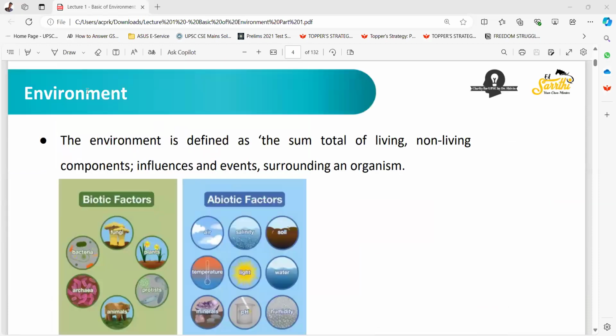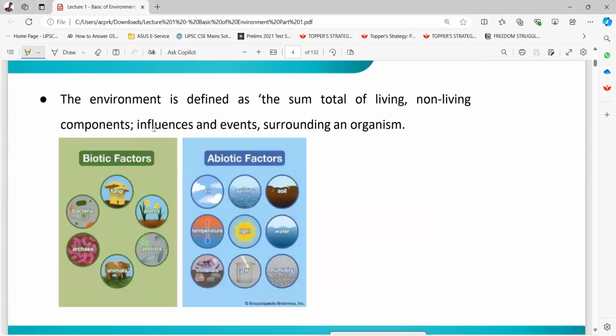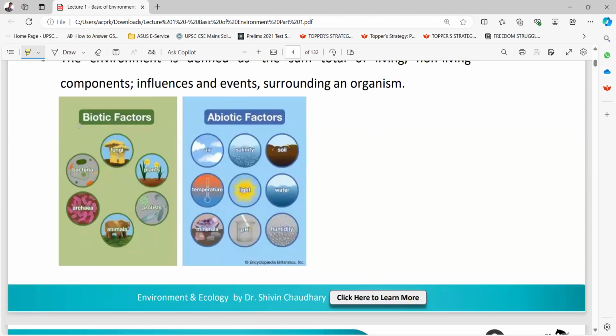Okay. Environment. The environment is defined as the sum total of living and non-living components, influences, and events surrounding an organism. Biotic factors such as fungi, plants, protists, animals, archaea, bacteria. Abiotic factors such as air, salinity, soil, temperature, light, water, minerals, pH, and humidity.